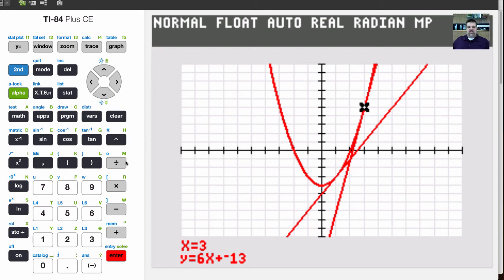And so there it is. That's how you graph and solve the tangent line to a curve using your TI calculator.